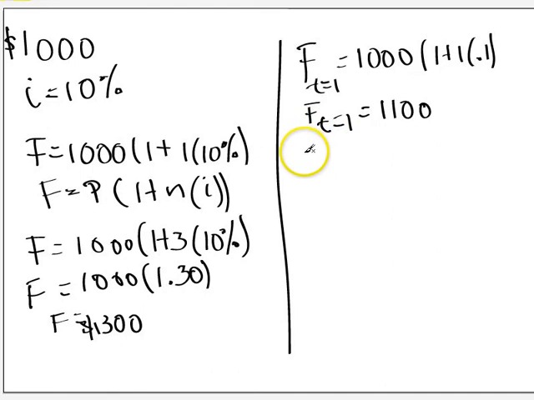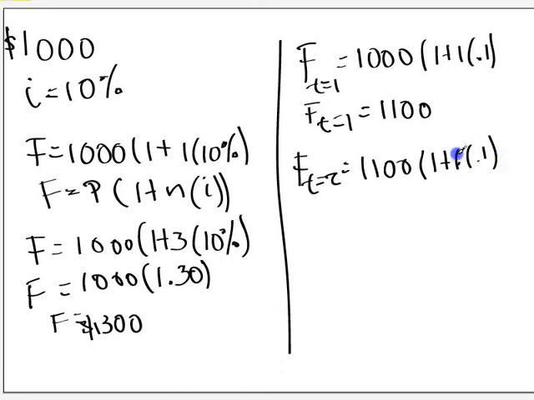Now we can reinvest this result by computing the future value that we will have at t equals 2. It is what we had at the beginning of t equals 2, which is $1,100 at the beginning of the second period, times 1 plus 0.1. Again, we're going to have a contract for 1 year, and we can make 10%, but now we're making 10% out of $1,100. So the total amount that we would have at the end of t equals 2 would be $1,210.